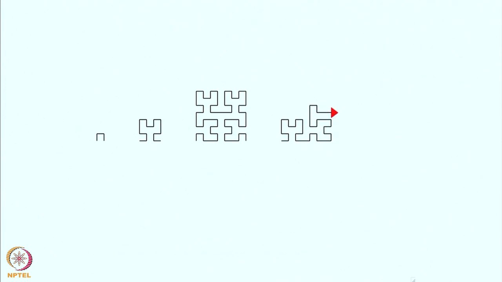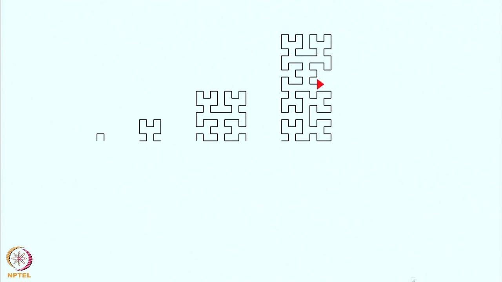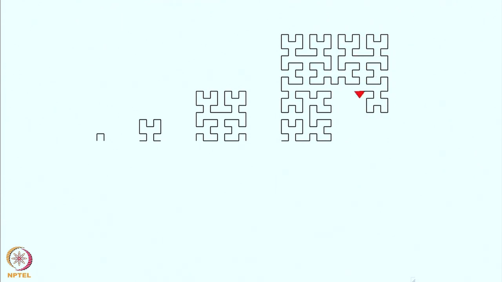This is a curve called the Hilbert space filling curve. You will see the first pattern appear, then the second, the third, and the fourth, and there is not going to be any fifth pattern because that would become really big. But this is an interesting figure named after the German mathematician Hilbert.